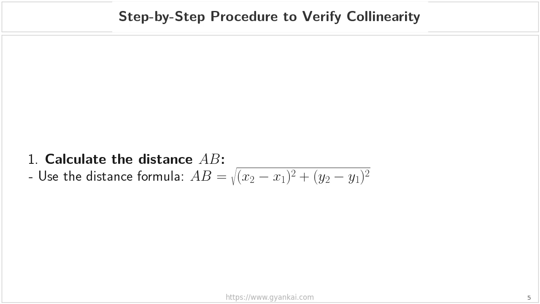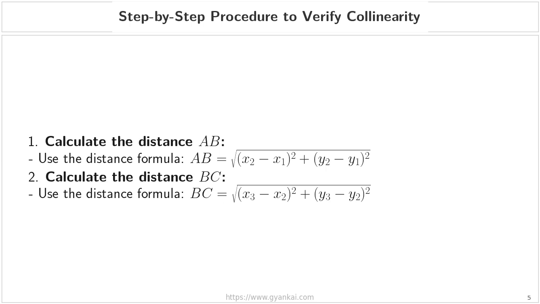Your first task is to calculate the distance between points A and B. To do this, you will apply the distance formula, which is the square root of the quantity x sub 2 minus x sub 1 squared plus the quantity y sub 2 minus y sub 1 squared. Step 2. Next, you need to find the distance between points B and C. You'll use the same distance formula, but this time, you'll use the coordinates for the second and third points. That is, the square root of the quantity x sub 3 minus x sub 2 squared plus the quantity y sub 3 minus y sub 2 squared.